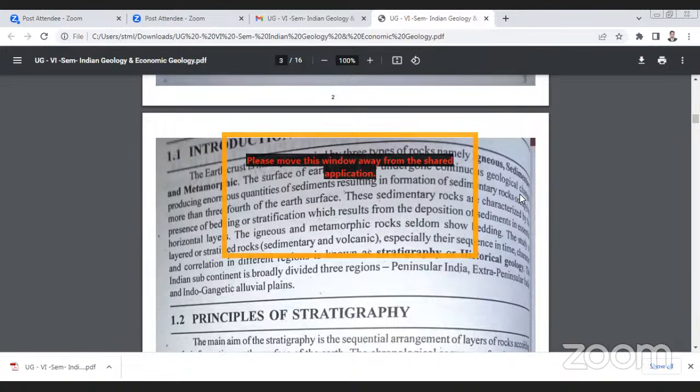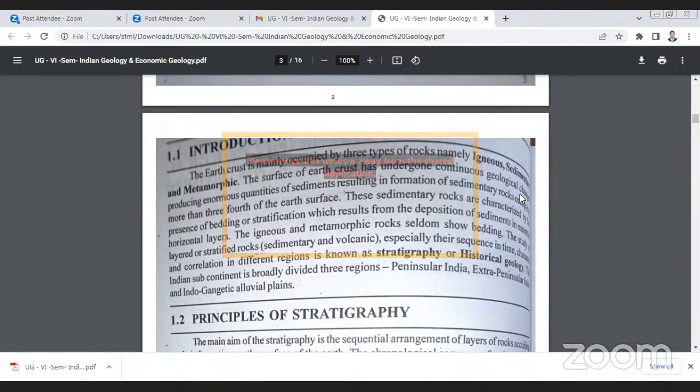Some of the sedimentary rocks are characterized by the presence of bedding. That means these beds are formed by one layer over another layer. So we see these layers like a small leaf or lamina form. That is known as stratification. So this stratification leads to deposition of sediments in horizontal layers.